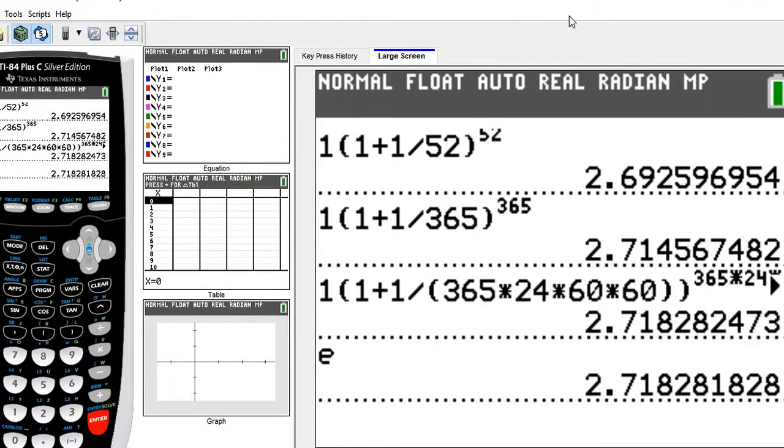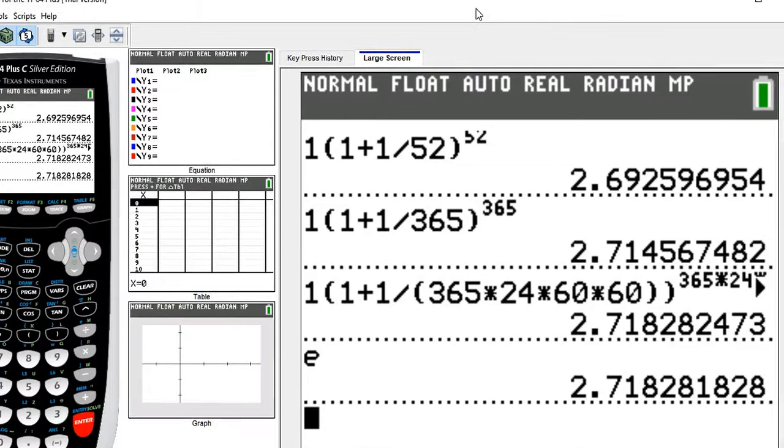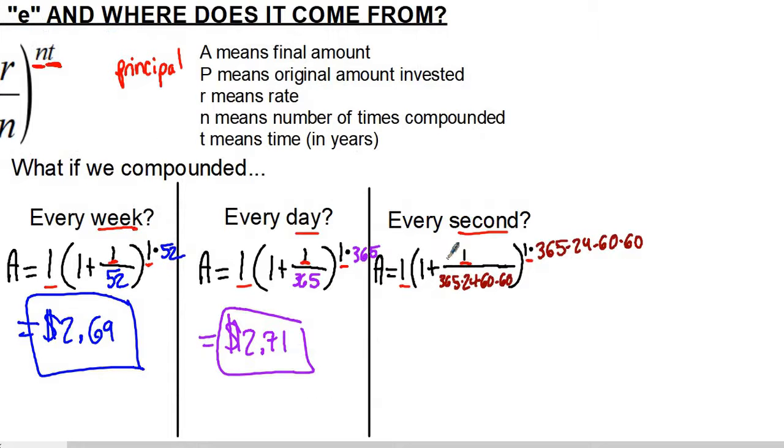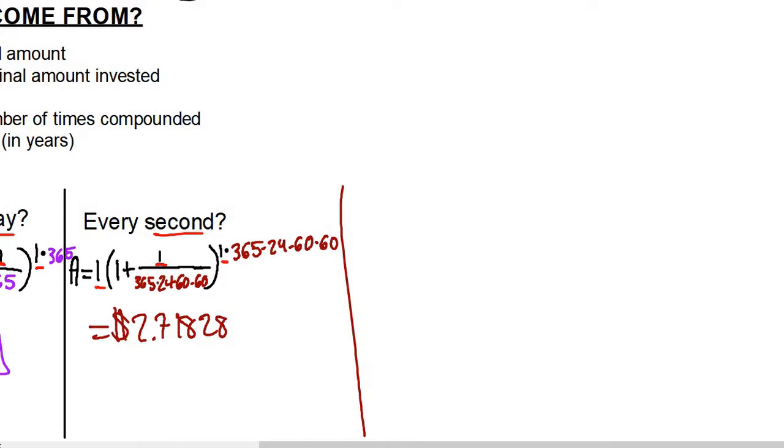It's not quite perfectly accurate, and that's because we only compounded every second. If we did it every millisecond, every nanosecond, which means a billionth of a second, it would be even closer. So the point is this: this is 2.718, it's accurate out to 5 decimal places. What's happening here, and this is why E is so interesting, E is kind of creating a tug of war between the bottom of this fraction and the top. So here's what I mean by that.